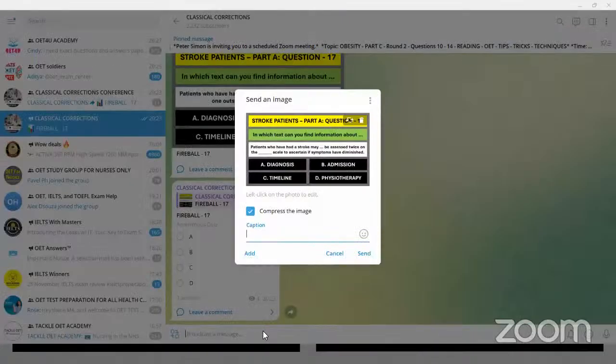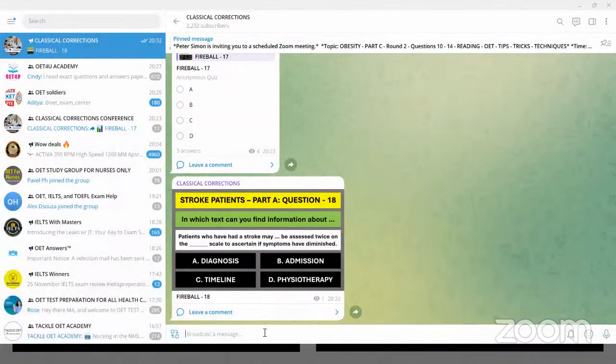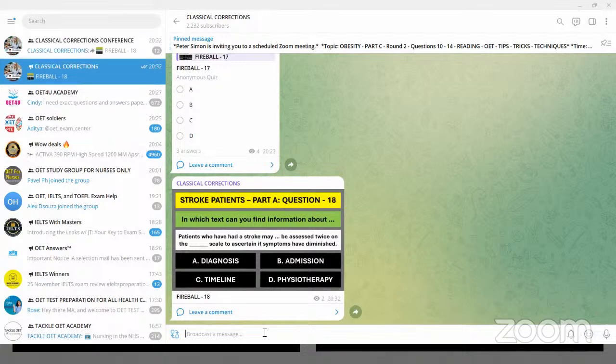Fireball. 18. Three more questions. I'm eager to wait for part B and part C. I feel like crying. You lost your mark. What to do? My students don't get marks. I feel sad. What to do?